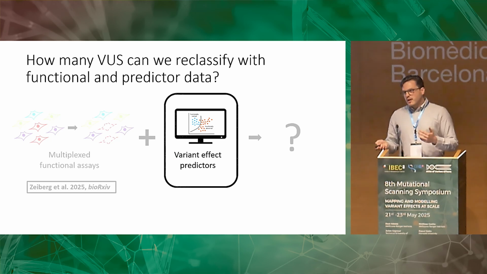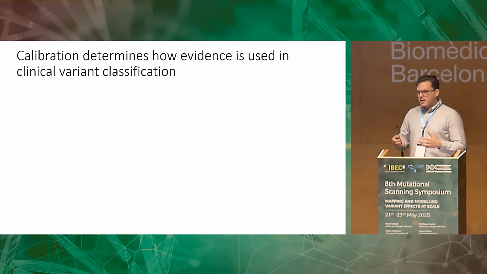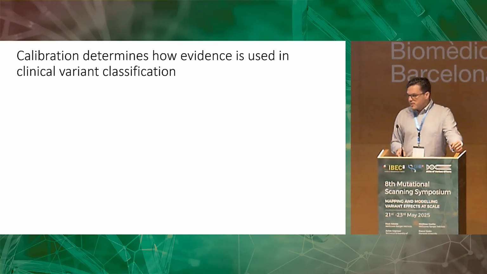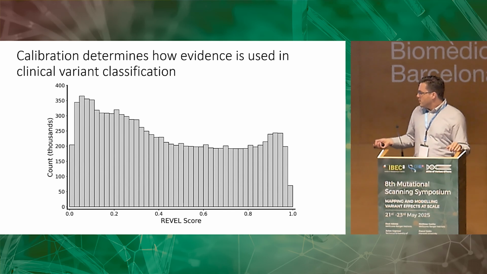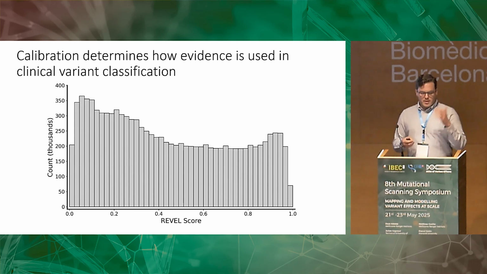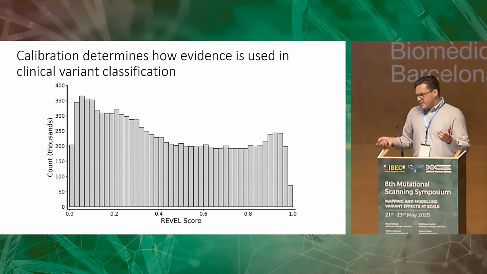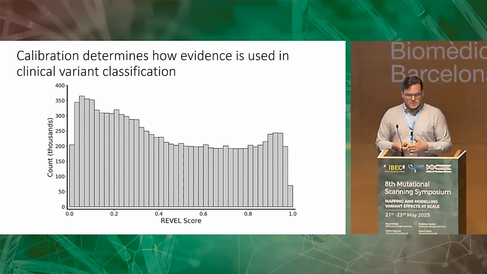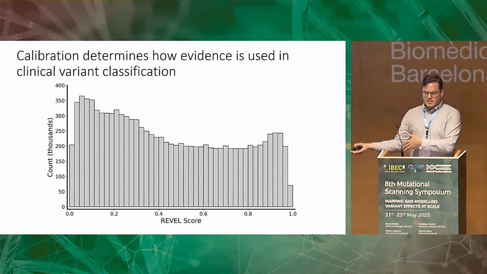So when we do this calibration for clinical classification, essentially what we're doing is determining how we are going to use a piece of evidence in variant classification. So for this talk, I'm going to focus on the variant effect predictor REVEL. REVEL is going to score variants from 0 to 1, 0 being more predicted to be tolerated by a protein, and 1 being more predicted to be deleterious to a protein. But if we have this score range, what we have to do in clinic is set down thresholds and establish where we can apply benign evidence and pathogenic evidence.